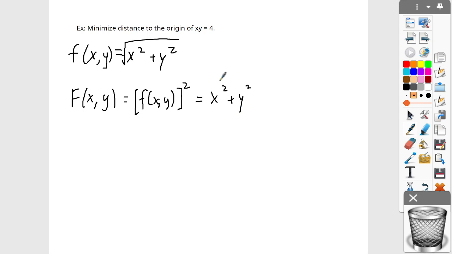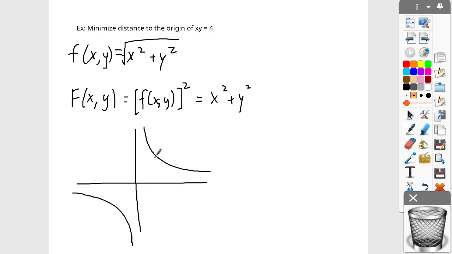So what does this mean when you go back to the analogy? If we have the graph of xy equal to 4, it'll look something like this, right? Now, our x squared plus y squared is the function that we're trying to minimize. The g function is the constraint. The constraint is xy equal to 4. I literally cannot draw this graph. It's so annoying. All right, there you go. This is xy equal 4.